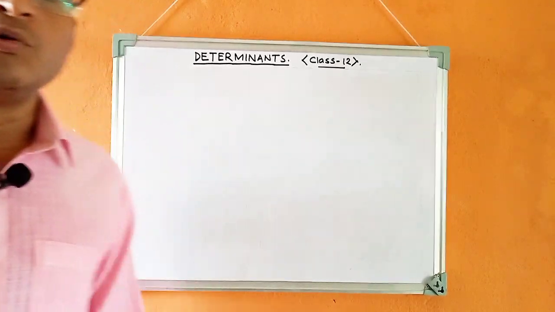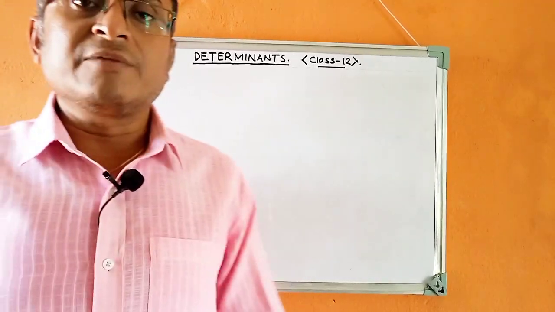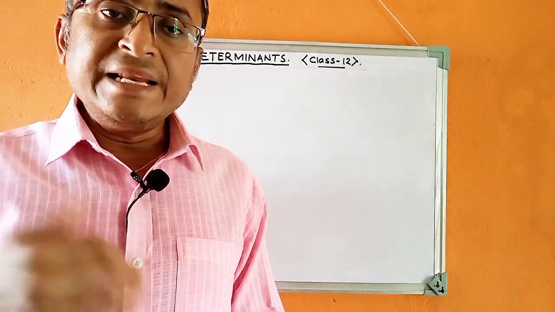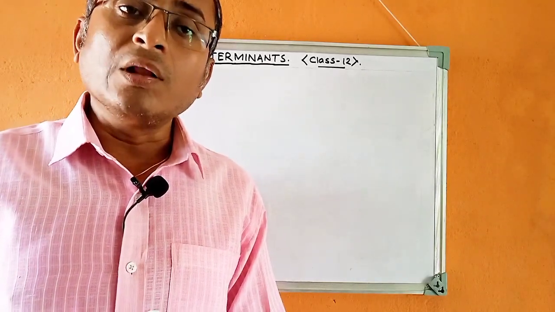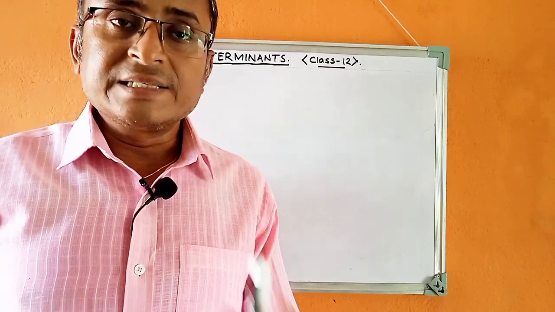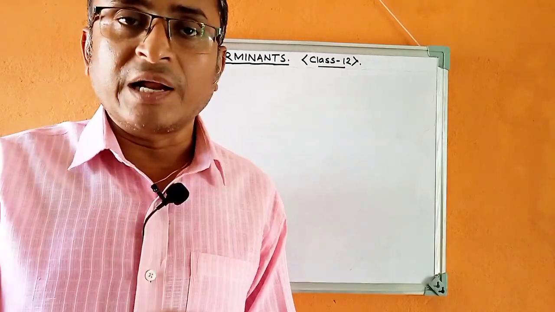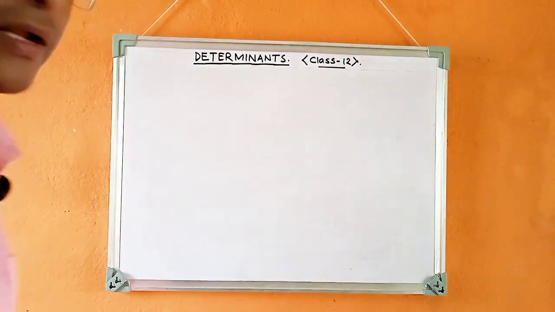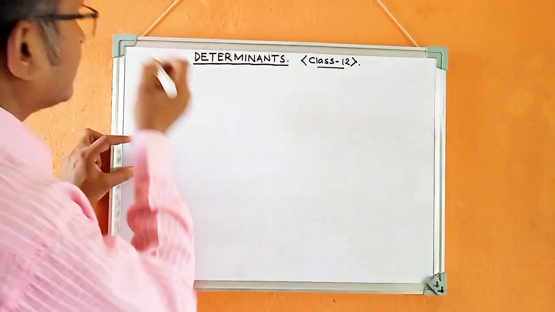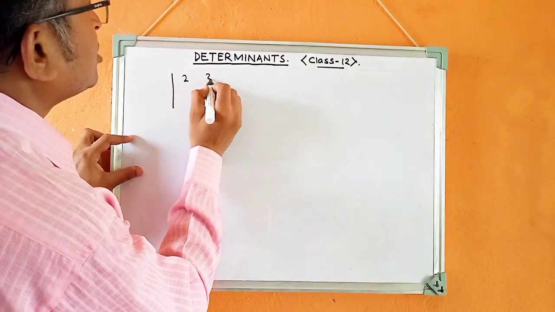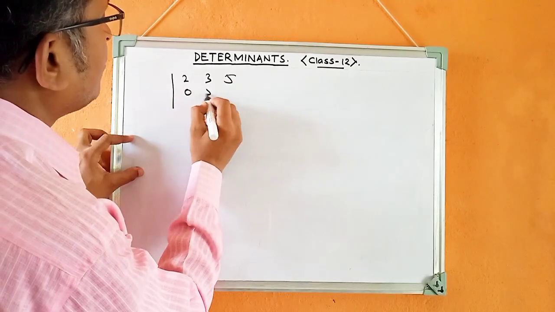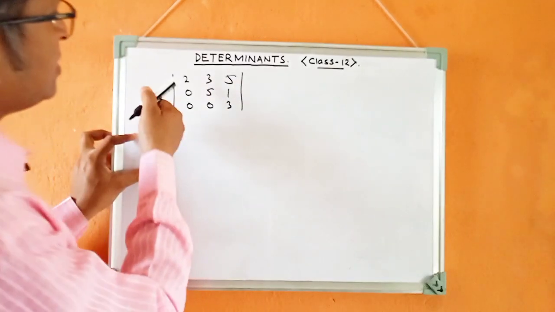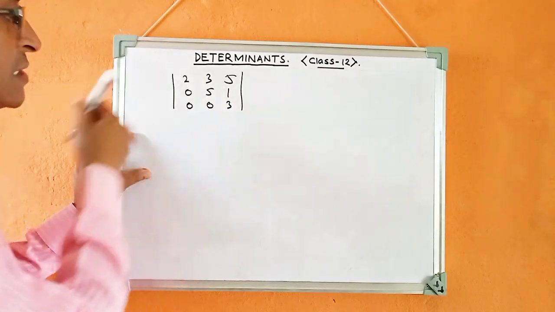Now property number 2. See carefully. If on any one side of the principal diagonal all the elements are 0, then the result of that determinant is the product of the elements of the principal diagonal. See, suppose, an example: here 2, 3, 5, here 0, 5, 1, then 0, 0, 3. Now this is the principal diagonal: 2, 5, 3.